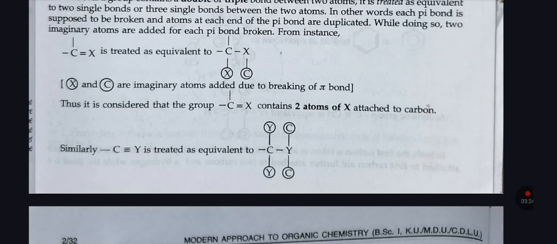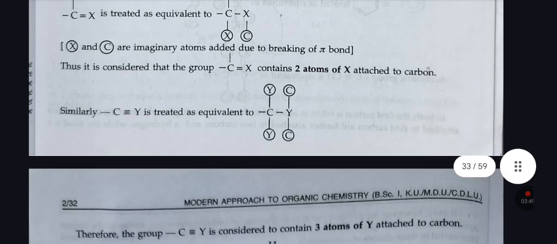and also to another X on which another C is attached. Here the X and C which are in circles are imaginary atoms added due to the breaking of the pi bond. Thus it is considered that the group C double bond X contains two atoms of X attached to carbon.